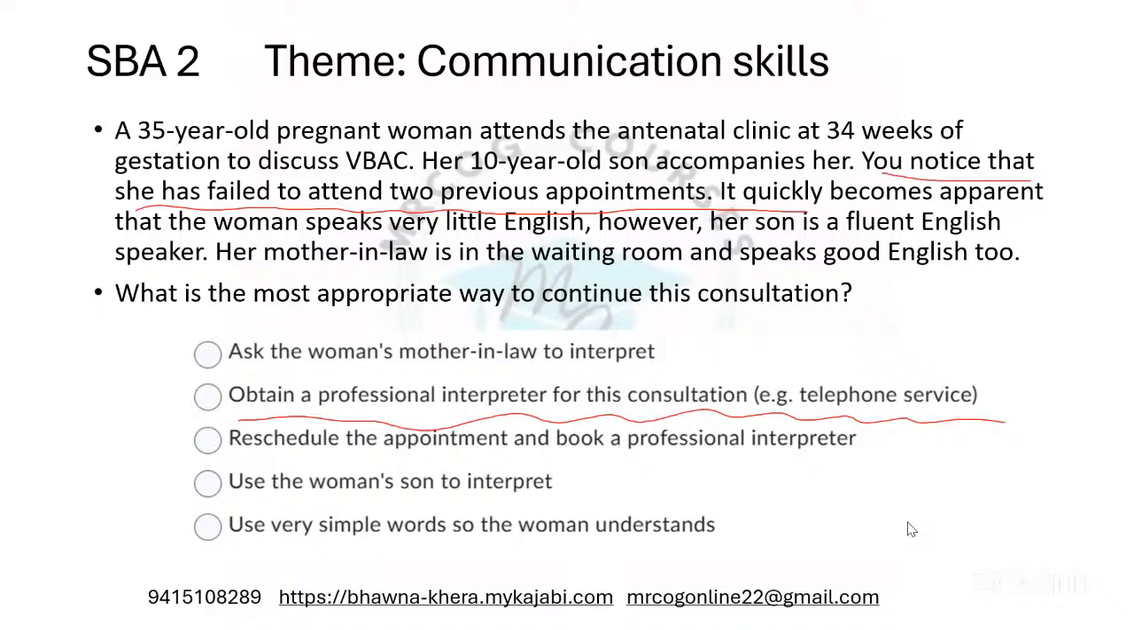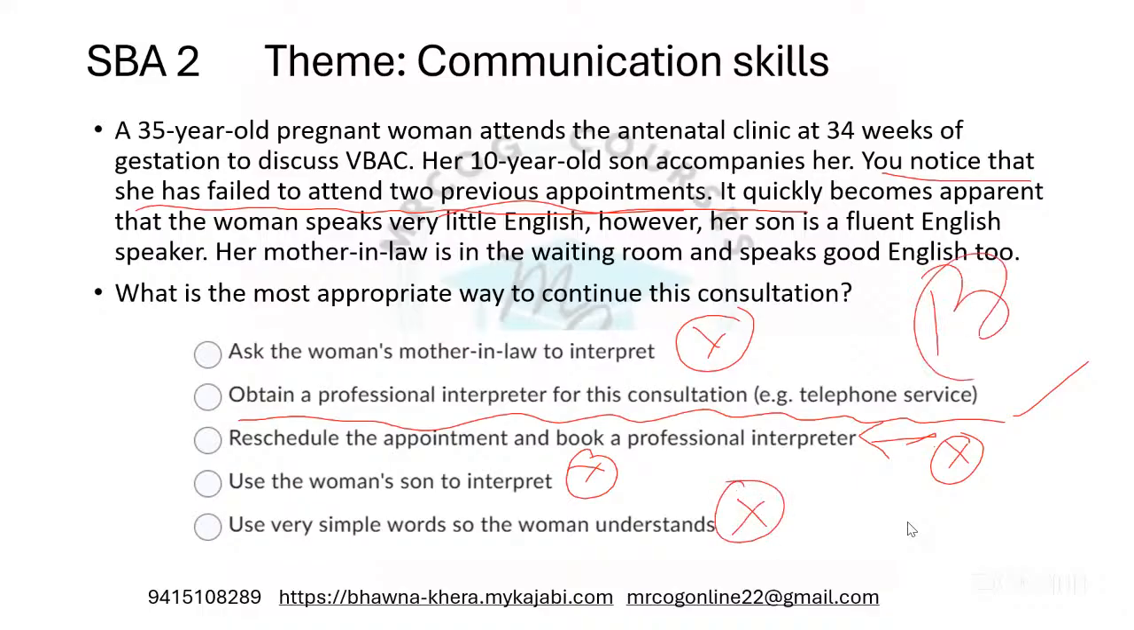So A is not correct because we are not looking for the relative to go ahead. B is a good option. C is also a good option, but the problem is the patient may miss the appointment, so for now we are not going to pick it. The son is not a good way and simple words is not a good way. So B is the correct answer here.